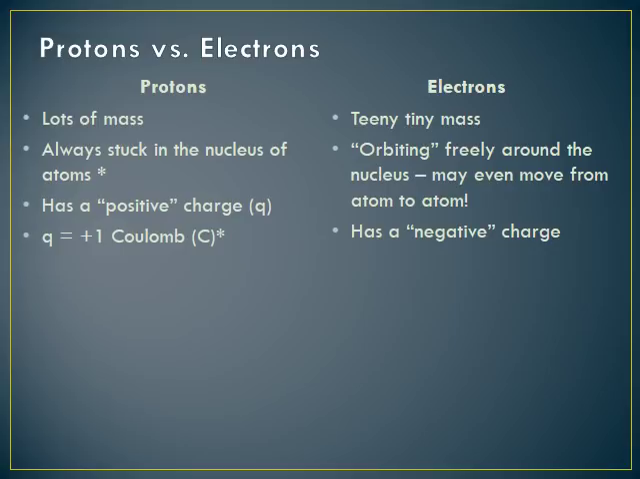The electrons are the exact opposite of the protons. They have a negative charge, and in fact, they have exactly the same amount of negative charge as the proton has positive. So Q for an electron is -1 coulomb.